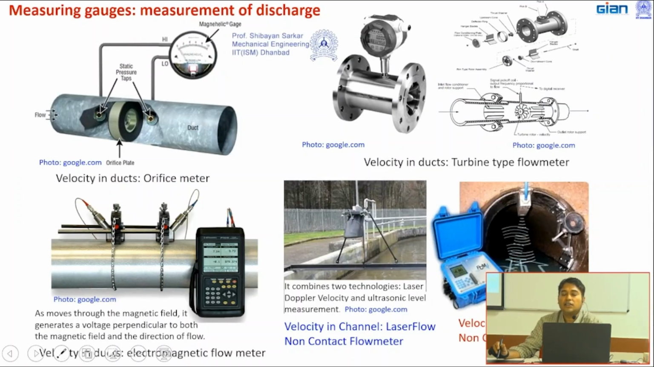Now here are the different other devices. This particular device is an orifice meter, if we are talking about the pipeline. This orifice meter will give you the discharge. This is a flow meter. This is also a digital flow meter. This also can be installed in a pipeline, so I can get the pipeline discharge.